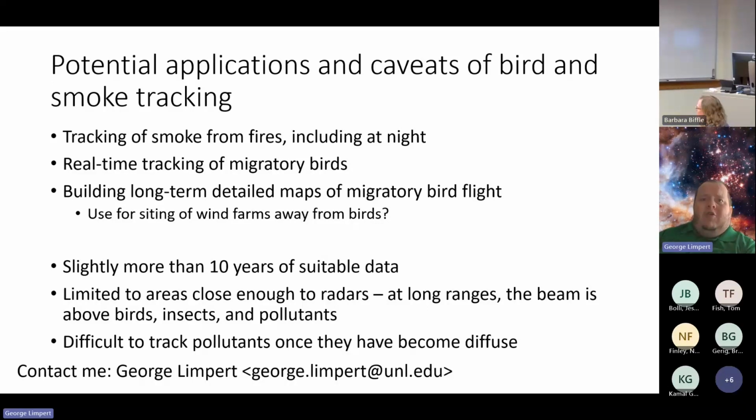Another issue that we see: I've shown the examples from smoke in Kansas, and I took a look at some of those days in Nebraska, and the radars here weren't actually detecting the smoke plumes, probably because they became too diffuse once they got into this area, because you can see them spreading out as the smoke moved north into Nebraska. And so it's going to be difficult once you get really far away from the fires to track the pollutants. So those are some of the caveats here.